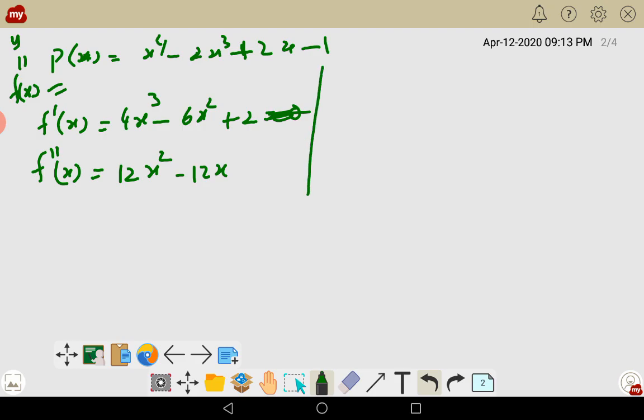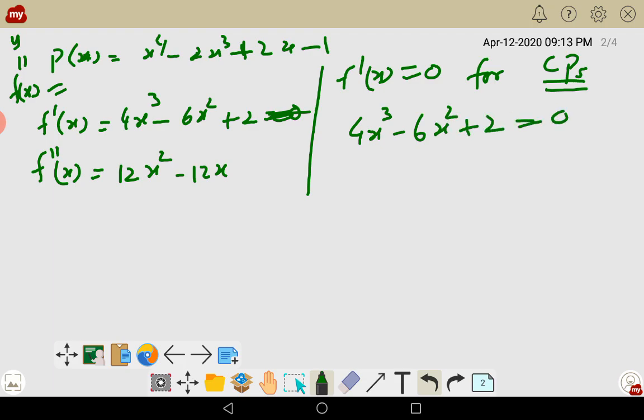Now f dash of x equal to 0 gives critical points, isn't it? See please. 4x cube minus 6x square plus 2 is 0. And you see, x is equal to 1 is a root here, because when x equal to 1, this will be 4 minus 6 plus 2, which is 0. So x is 1 is a root. This can be found by substitution. You can start from x equal to 1, try x equal to negative 1, x equal to positive 2, x equal to negative 2 to find the first root. So by trial and error method, we have chosen x equal to 1 as a root.